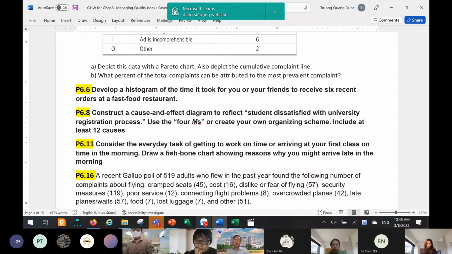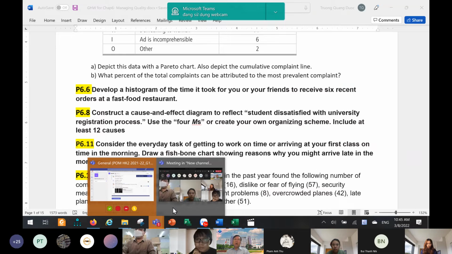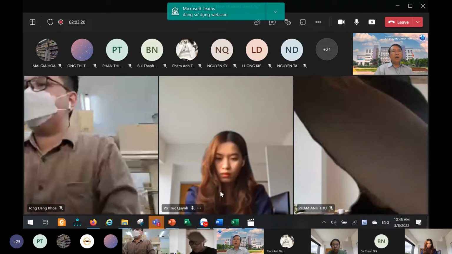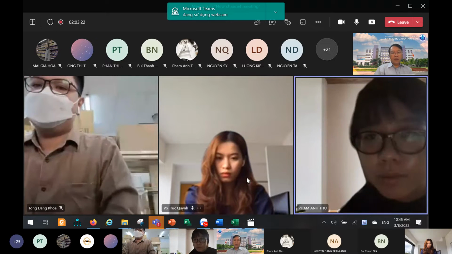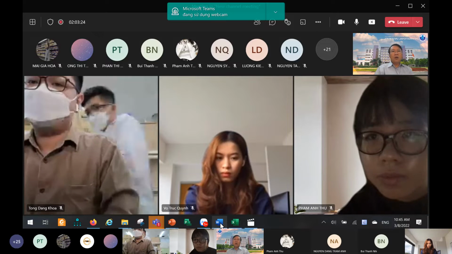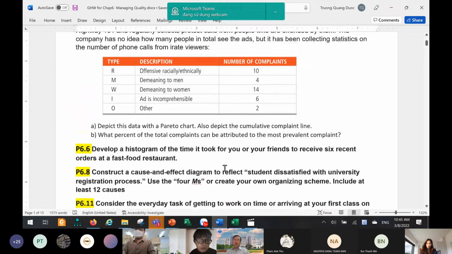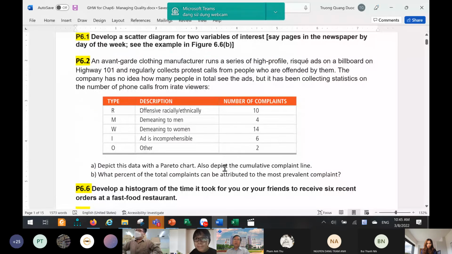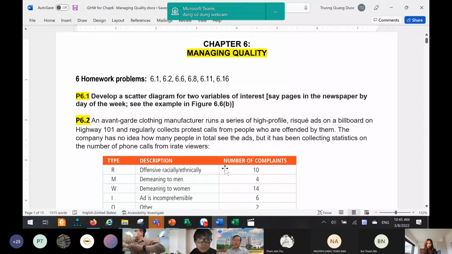Group number 3, Under IU, are you there? Number 1, no explanation. 6-2, wrong Pareto.